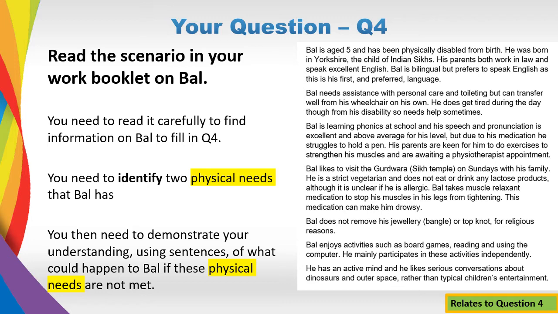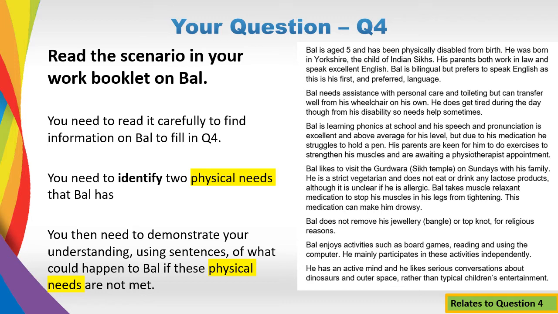So Bal is 5 years old and has been physically disabled from birth. He was born in Yorkshire, the child of Indian Sikhs. His parents both work in law and speak excellent English. Bal is bilingual but prefers to speak English as this is his first and preferred language. Bal needs assistance with personal care and toileting but can transfer well from his wheelchair on his own. He does get tired during the day, though, from his disability, so he needs help sometimes.